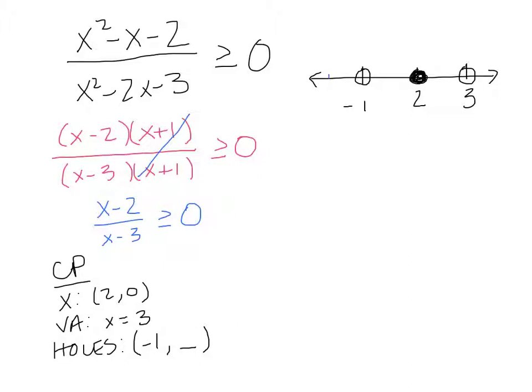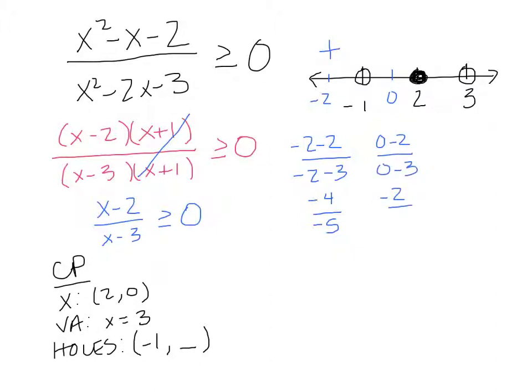So we need to choose something. I'm going to choose negative 2 and evaluate it. You can evaluate it at your easiest one. So that would be negative 2 minus 2 over negative 2 minus 3, which is negative 4 over negative 5, which is a positive 4/5. So that interval is positive. Then we jump over to the other side, and I'm going to choose 0. So I end up with 0 minus 2 over 0 minus 3, which is negative 2 over negative 3, which again is positive. This is why you can't just assume things go back and forth. Those holes mess you up.